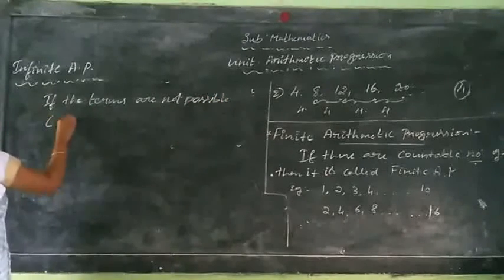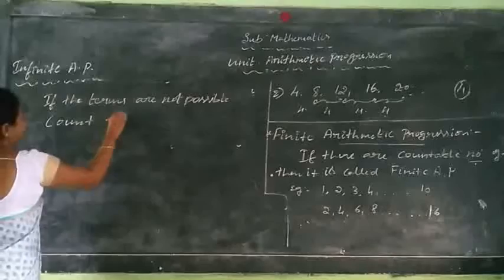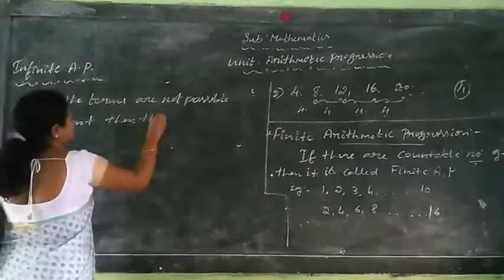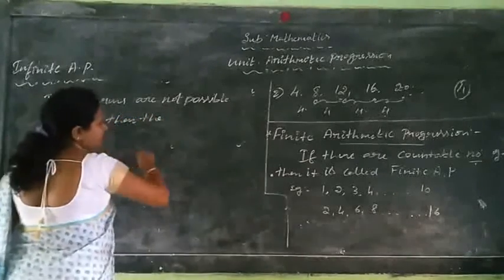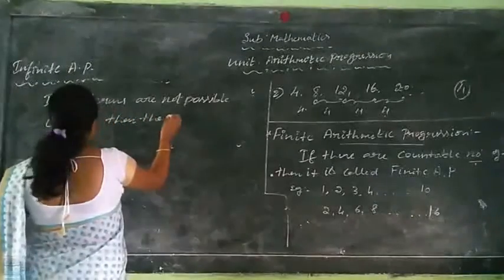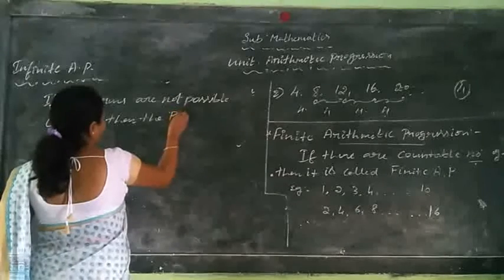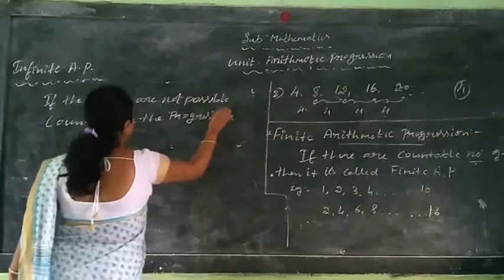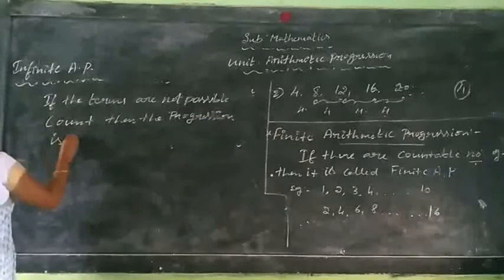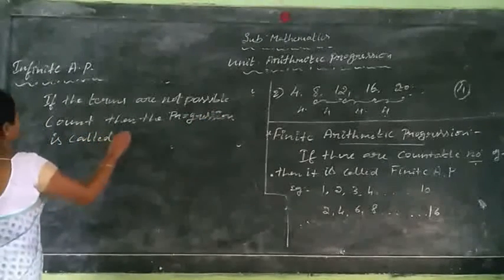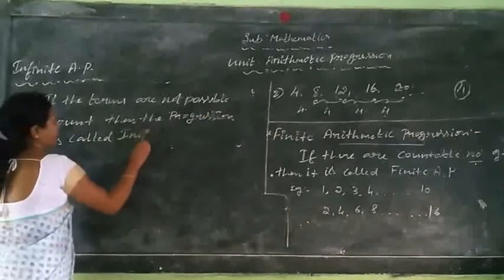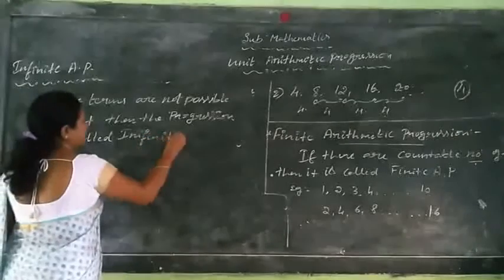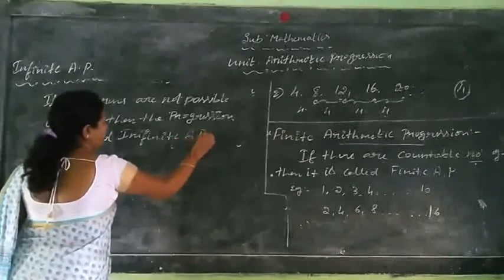If it is not possible to count, then the progression is called infinite arithmetic progression.